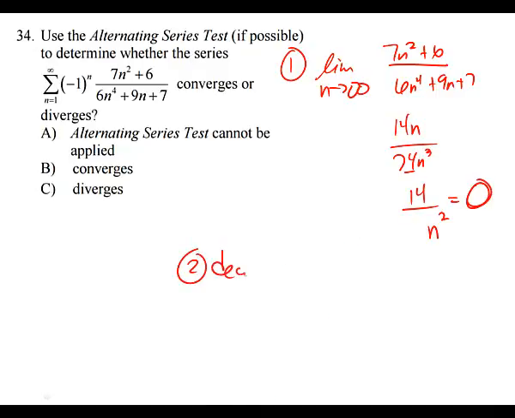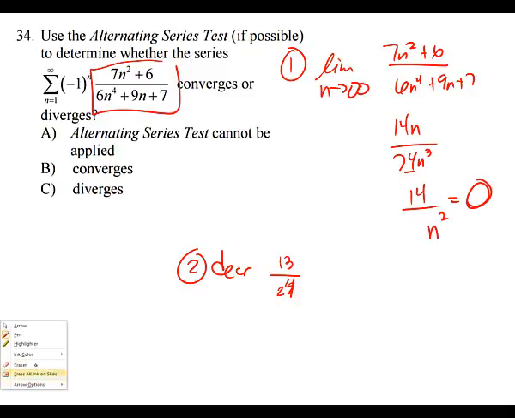Step 2 says I got to make sure the terms are decreasing. So I'm thinking about plugging into here. It looks like I plug a 1 in first. So let's see, 13 over 13 plus 9. So 20 what? Is it 24? Is that right? Or is it 23? 22? 22. I'm wrong. All right, 22. So 13 over 22.